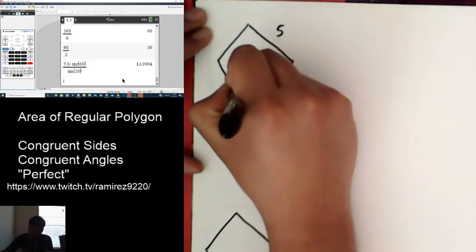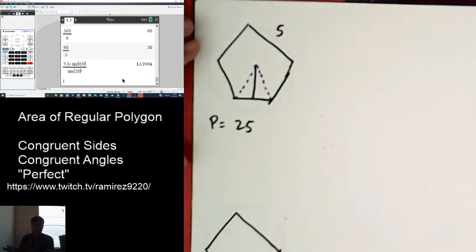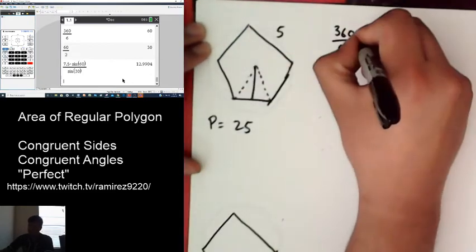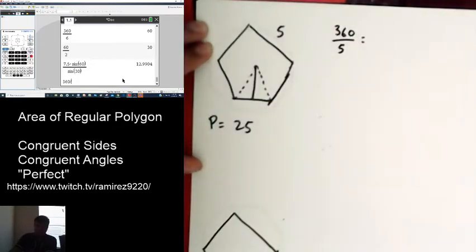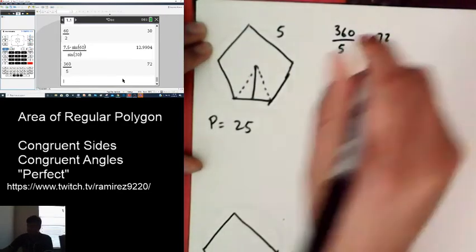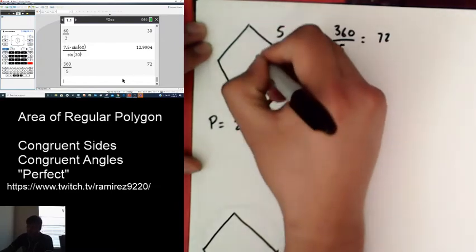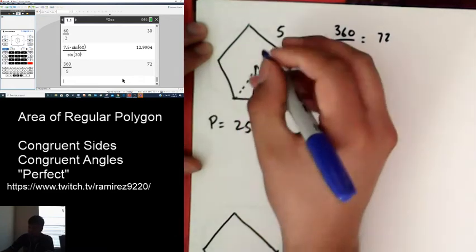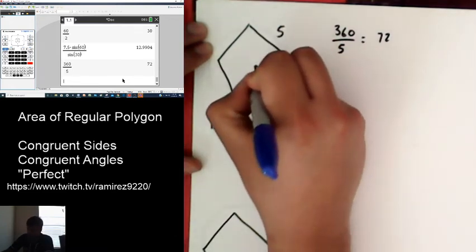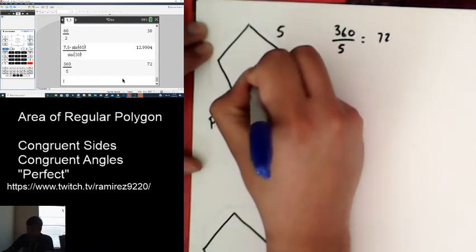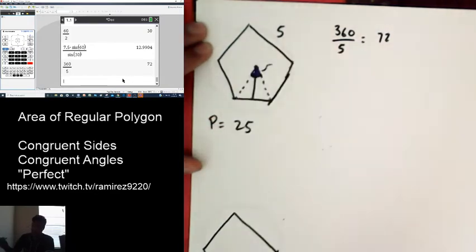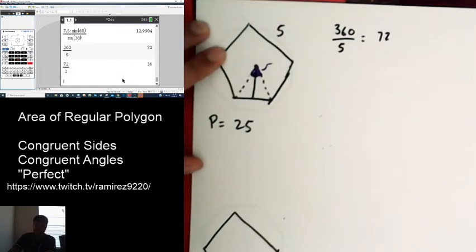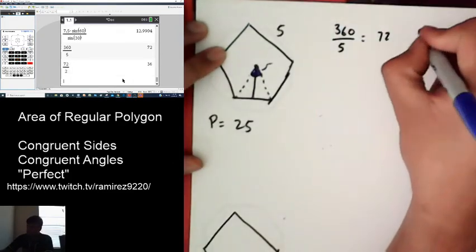So again, there's a total of 5 sides. So I'm going to do 360 divided by 5 because there's 5 sides. And 360 divided by 5 is 72. 72 is what this angle is right here. Together, these two together make that 72 degrees. But again, I only care about half of it. So 72 divided by 2 is 36.